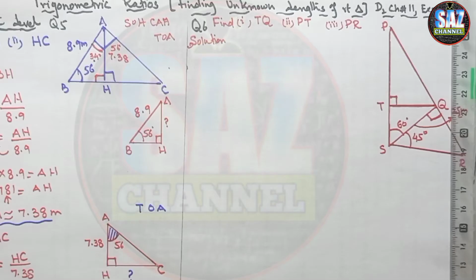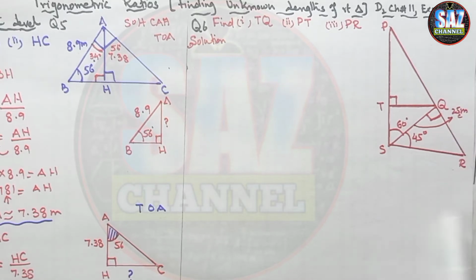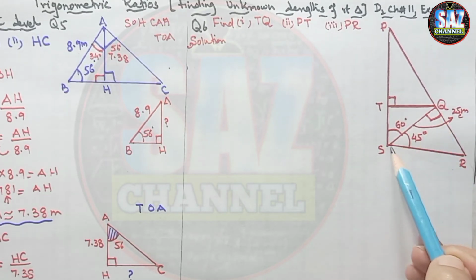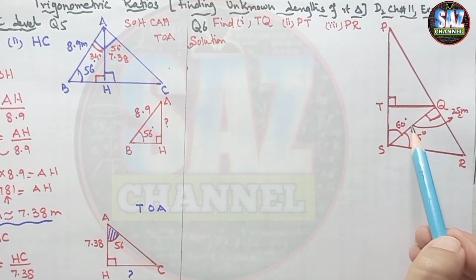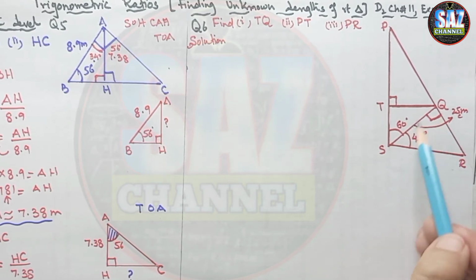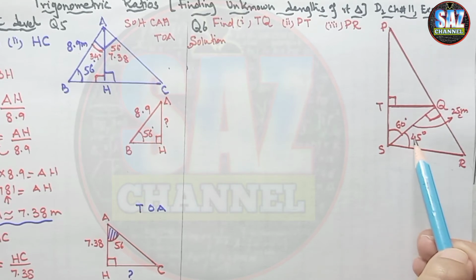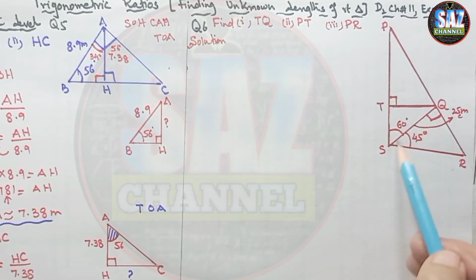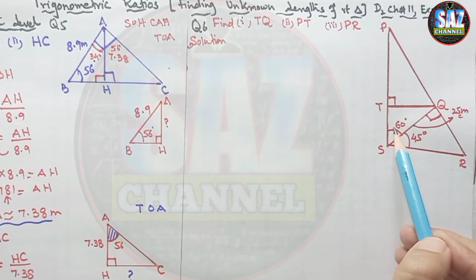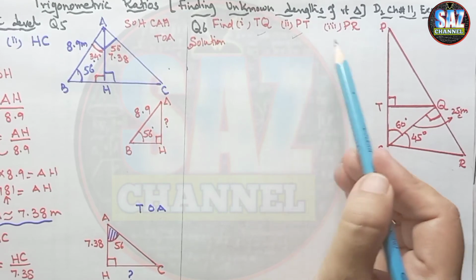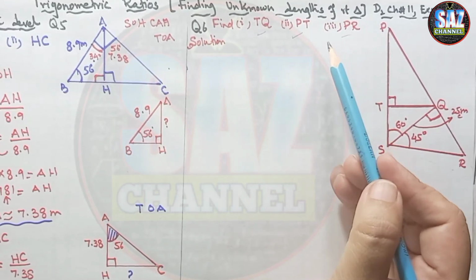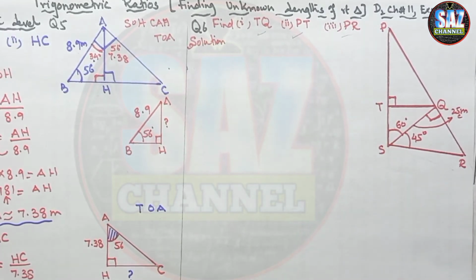Let me read the question from the book. Question number 6 says that in the figure, QS is 25 centimeters. Angle QSR is 45 degrees, and QST is 60 degrees. Find the length TQ, and then PT, and then PR. Okay, let's try to understand the question from the figure.